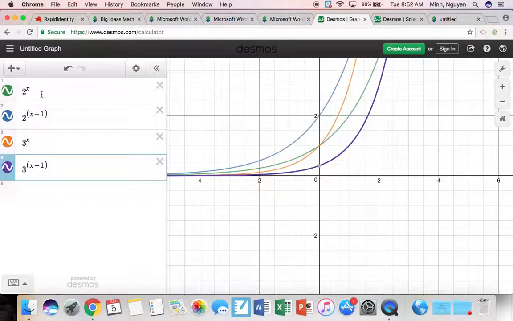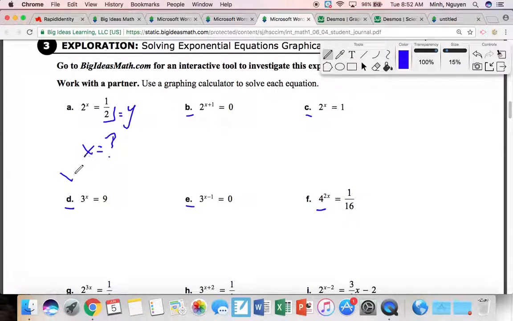2 to the x, so that's the green line. 2 to the x equals 1/2. I'm going to go where y equals half. If y is equal to 1 right here, then half is about that point, at which point you just click and look. On the green, when y is 1/2, which is 0.5, x is equal to -1. So that's how you solve it graphically. Literally that simple. You go to the y value and you identify x.